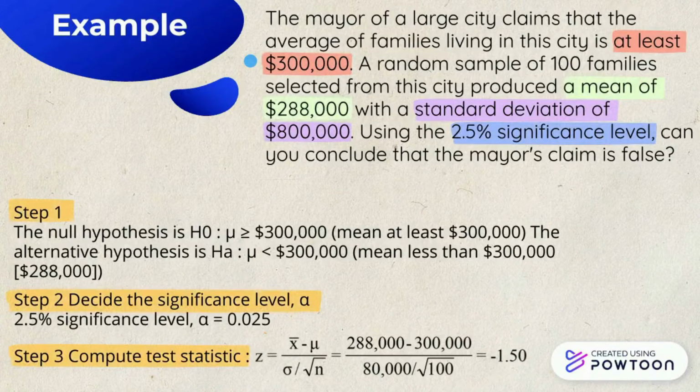Step 1. For the null hypothesis, the mean is at least $300,000, and for the alternative hypothesis, the mean is less than $300,000, that is $288,000. Step 2. The significance level is 2.5%, or we can write alpha equals 0.025. Step 3. Compute the test statistic by using the formula and the data given.